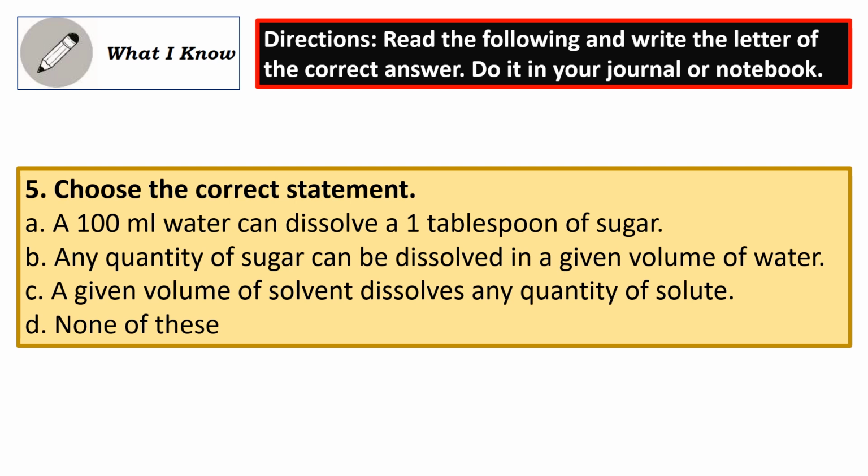For question number 5, choose the correct statement. A, 100 ml water can dissolve a 1 tablespoon of sugar. B, a quantity of sugar can be dissolved in a given volume of water. C, a given volume of solvent dissolves any quantity of solute. D, none of this. Answer.